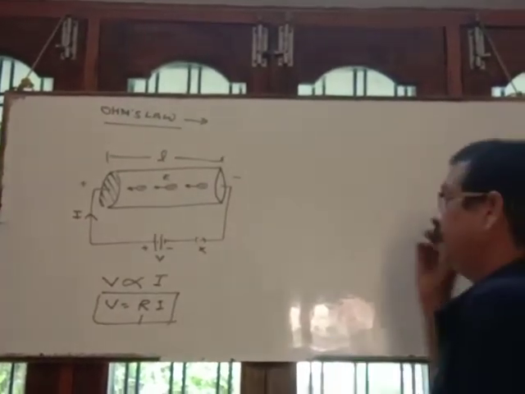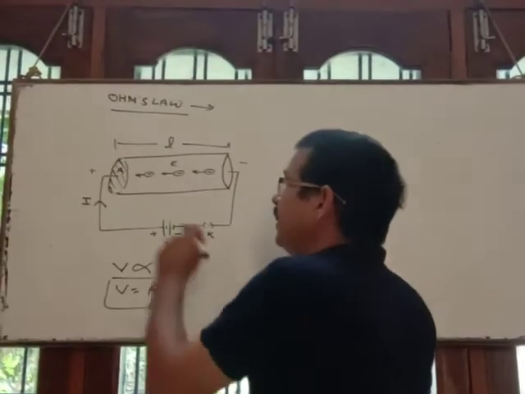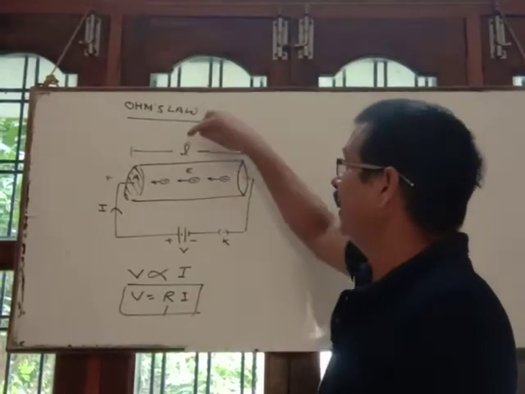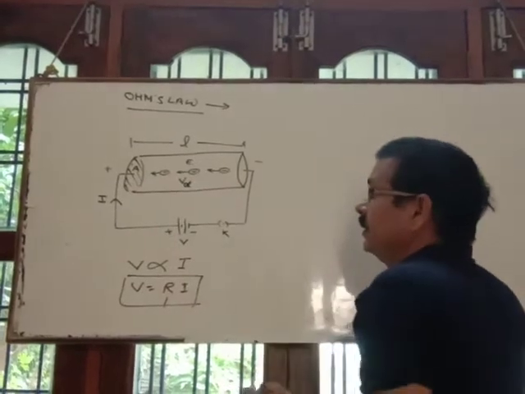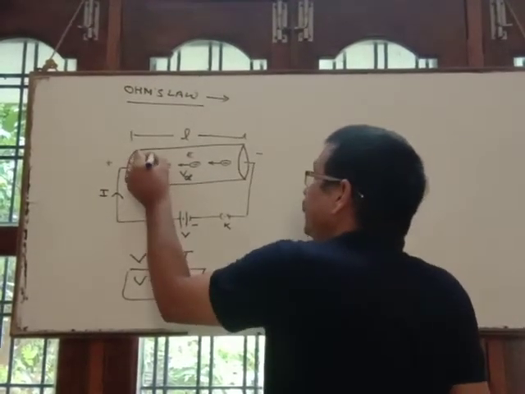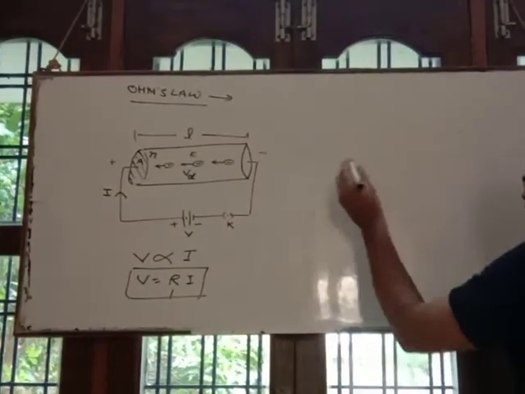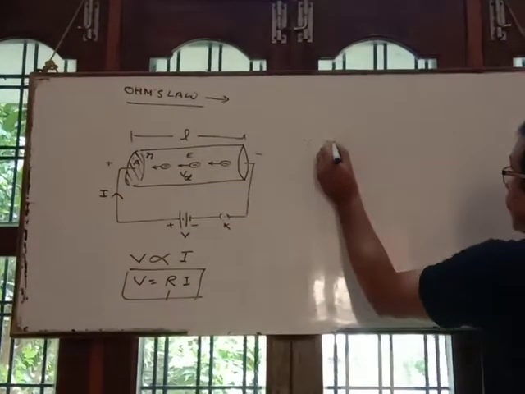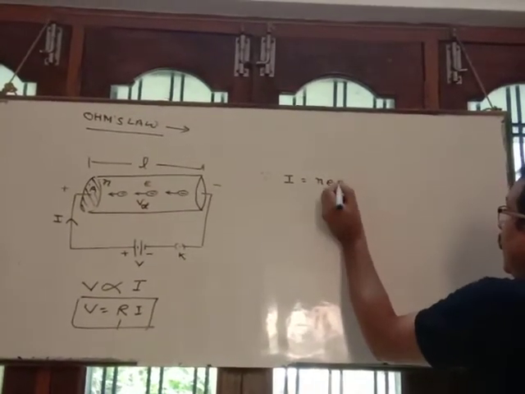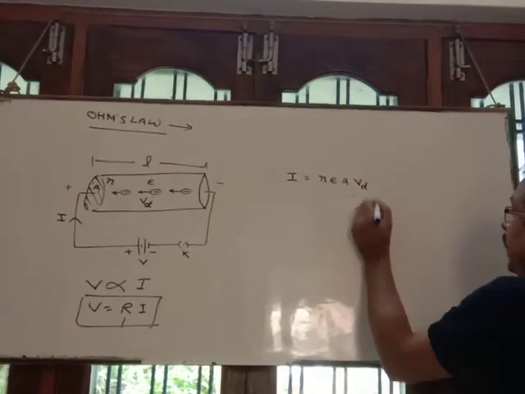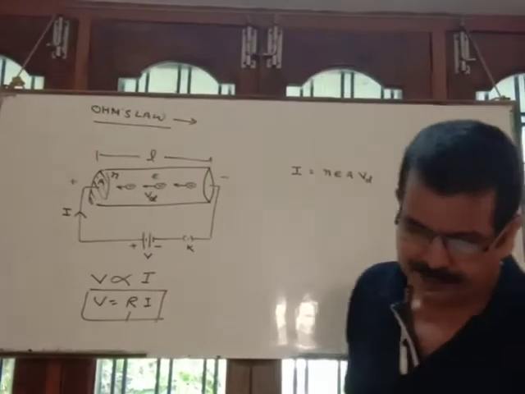Again, take a conductor of cross-sectional area capital A. The applied potential difference across its ends is V, the length of the conductor is L, the drift velocity of electrons is Vd, and small n is the number of free electrons present per unit volume. By the relation between current and drift velocity, as we know, I is equal to n e A Vd.